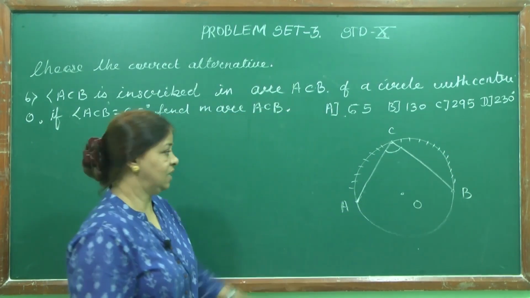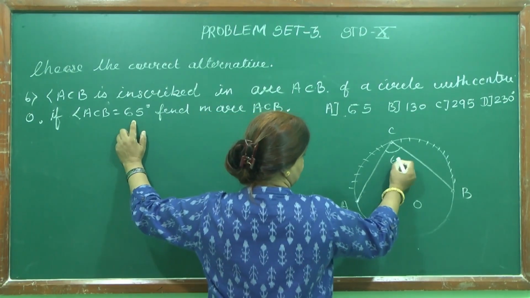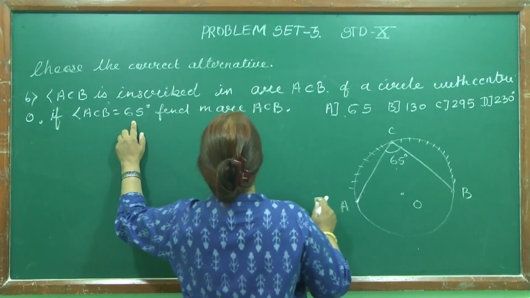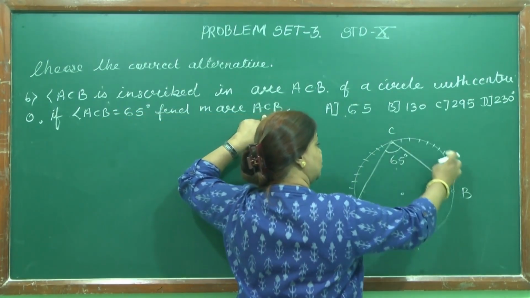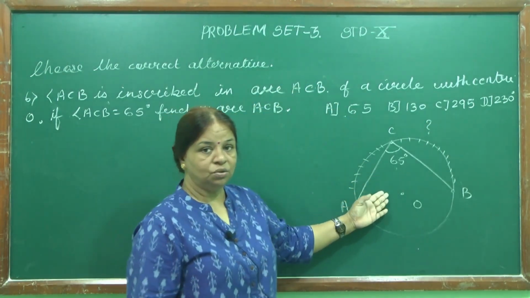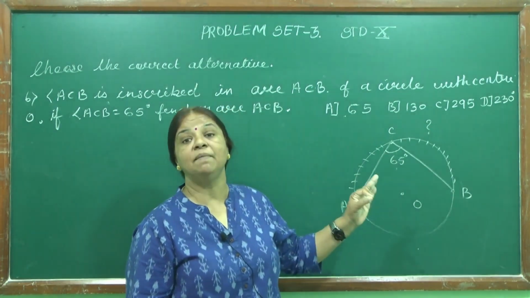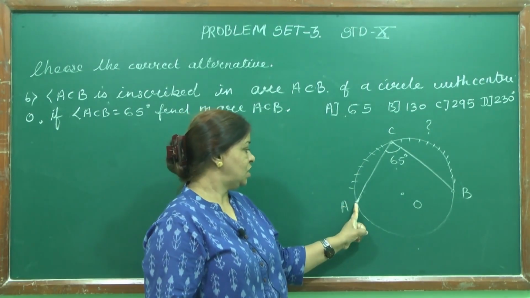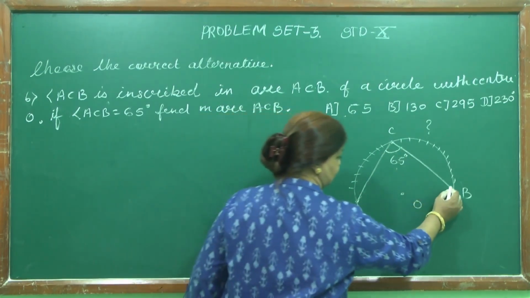So if the measure of the angle ACB is 65 degrees, what would be the measure of the arc ACB? Means we need to find out the measure of this arc. Okay. Now children, now you know it is inscribed in arc ACB. Here we can use the inscribed angle theorem. You see angle ACB is intercepting this arc.